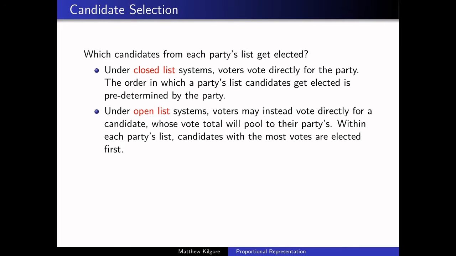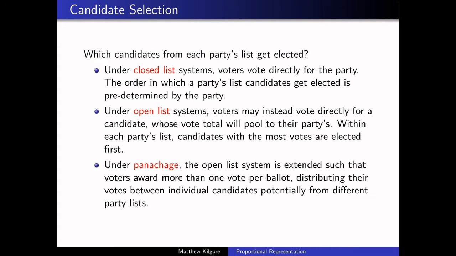Now, under open list systems, voters can instead vote directly for a candidate. They can just give them an approval, which proves to their parties. And this leads to a fair and natural ordering. The candidates with the most votes are elected first. This is a bit more involved than closed lists and is used to very good success in a lot of countries in Europe.